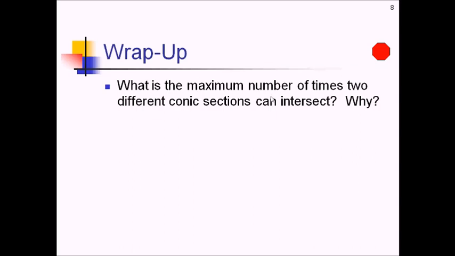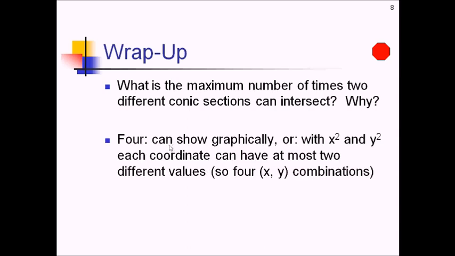All right, let's wrap things up here. So for the wrap-up, what is the maximum number of times 2 different conic sections can intersect? And why? Think you got it? So it turns out it can be up to 4 times. We could show this graphically.